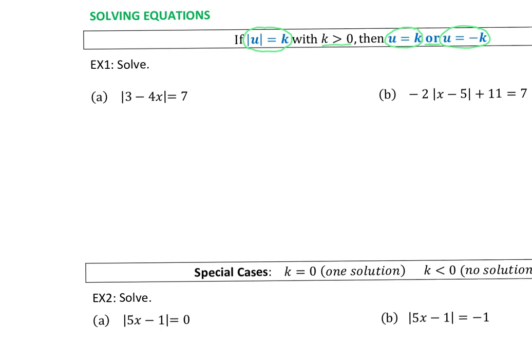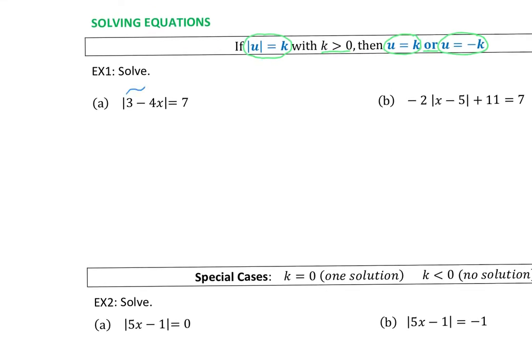In example 1, we want to solve the absolute value of 3 minus 4x equal to 7. So here our u is everything inside the absolute value, which would be the 3 minus 4x. And our k is 7. So since 7 is greater than 0, so our k is greater than 0, then we can use this property that says, okay, then I can get rid of my absolute values by breaking this up into two pieces, where I'm going to set 3 minus 4x equal to 7.